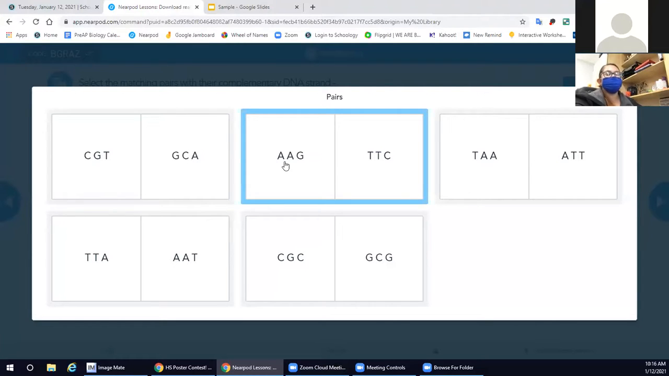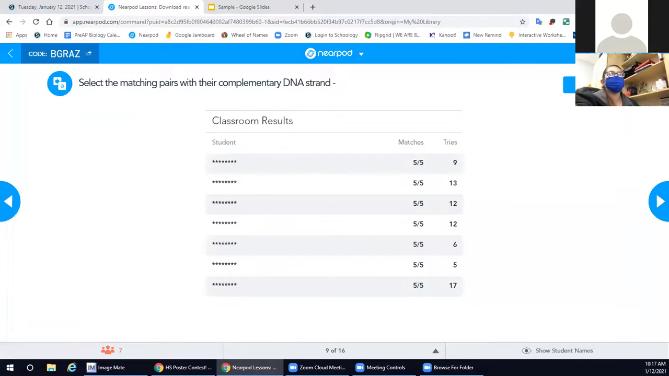On the next one, I have AAG. The only one that A is going to connect with is T. So I have TT. And then my G is only going to connect with the C. So my letters AAG will pair up with TTC. And that's how they're going to pair together. All right, let's try that one more time. Go ahead and match them together.